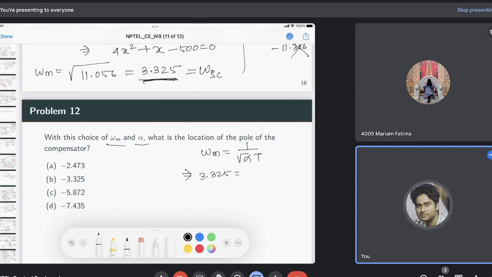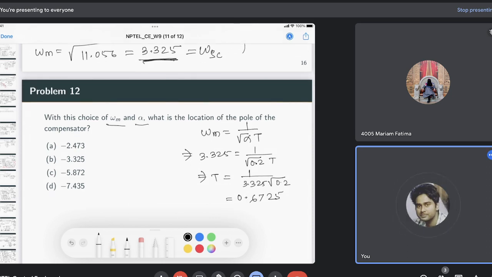We know alpha, so we can compute T. Alpha is given as 0.2, which implies that T equals 1 by 3.325 times square root of 0.2. So this value comes to around 0.6725, okay, around this T value.